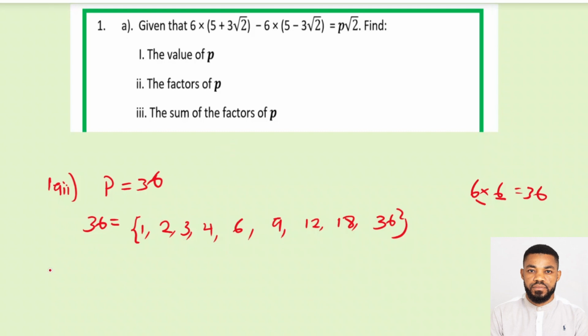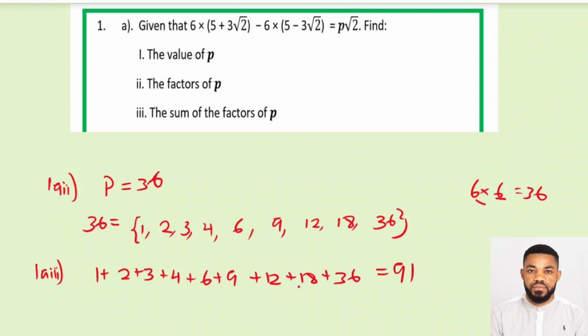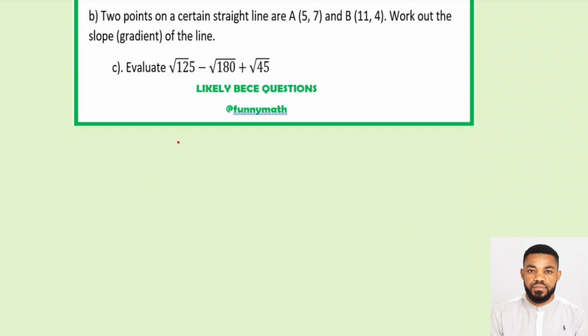And the last one, that is 1A(iii). We find the sum of the factors of these. So that's going to be 1 plus 2 plus 3 plus 4 plus 6 plus 9 plus 12 plus 18 plus 36. And you're going to get 91. You can add it to verify. So that is the answer. Let's get the second question.